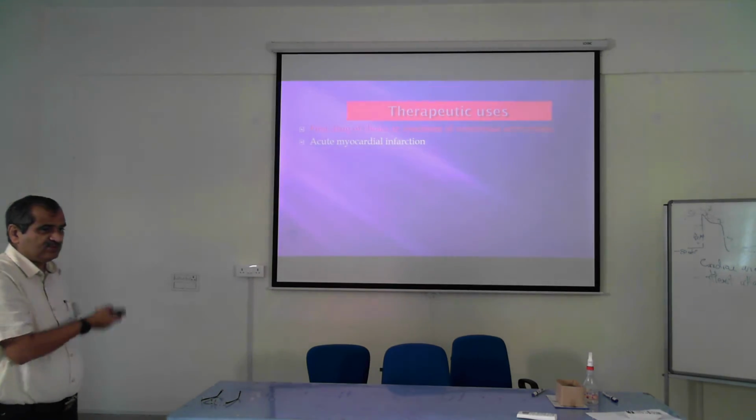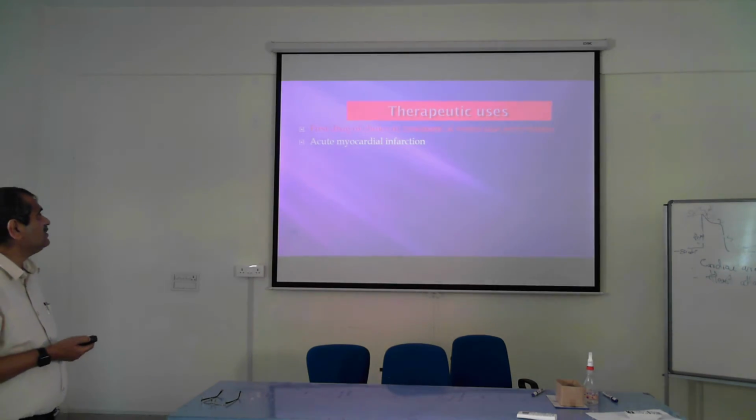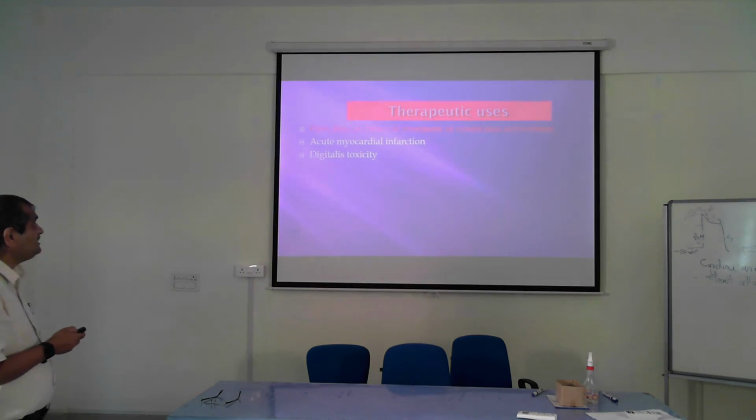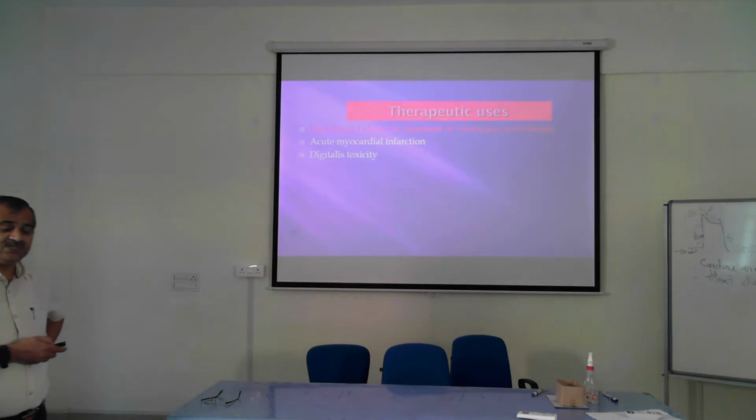The therapeutic uses: this is one of the important drugs that needs to be administered in case of FMD induced cardiac problems, ventricular arrhythmias, and acute myocardial infarction. As a compensation mechanism in acute myocardial infarction, the heart starts beating very fast and arrhythmia occurs. Then digitalis toxicity also, where the sodium potassium pump is inhibited. In the case of congestive heart failure, to increase the force of contraction, we increase the digitalis, so in this case also we need to administer it for digitalis toxicity.